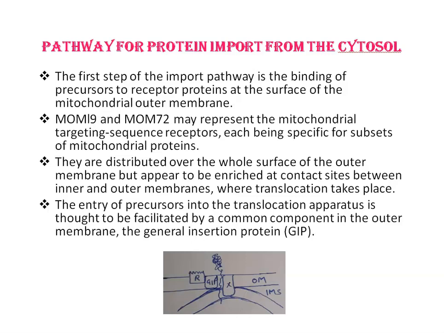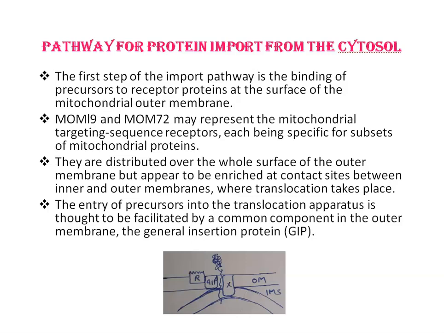Next is the pathway for protein import from the cytosol. The first step of the import pathway is the binding of the precursor to receptor proteins at the surface of the mitochondrial outer membrane. The outer membrane proteins of Neurospora with molecular masses of 19 kD, called MOM19, and 72 kD, called MOM72, have been identified as components that participate in the specific recognition of precursors. Antibodies recognizing the cytosolic domain of these components inhibit the binding and import of various precursor proteins.